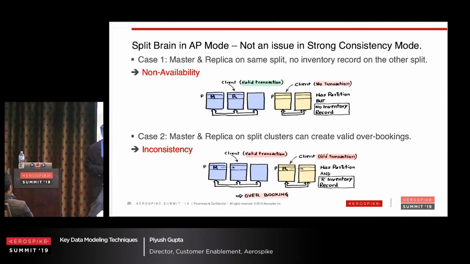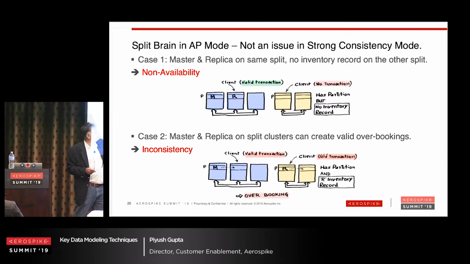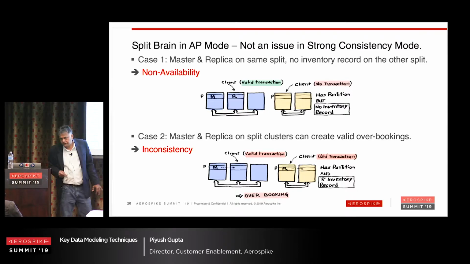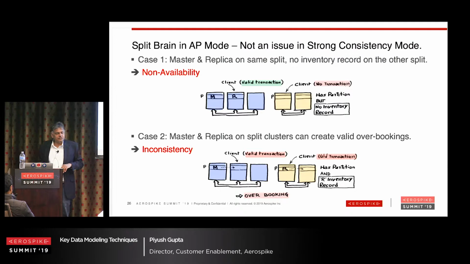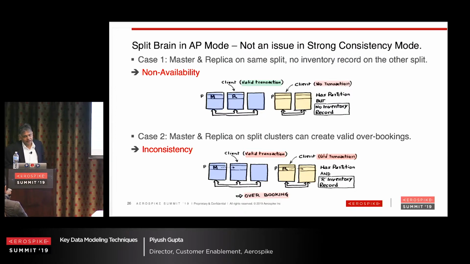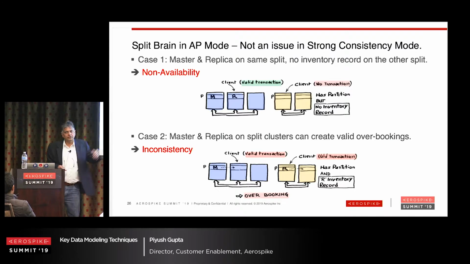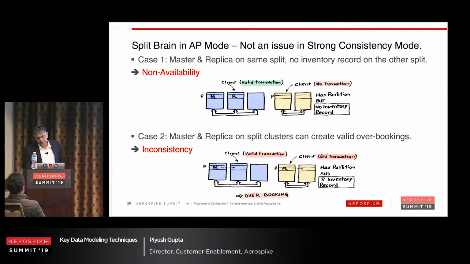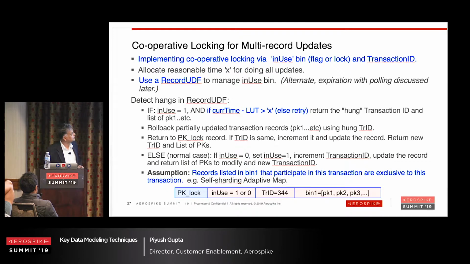If the master and replica are on either side of the split, they'll both make copies and you'll just double your inventory. So you end up in an inconsistent state in AP mode, right? So if you want to do multi-record transactions, you can't have this stuff going on. So you have to be in the strong consistency mode, right?